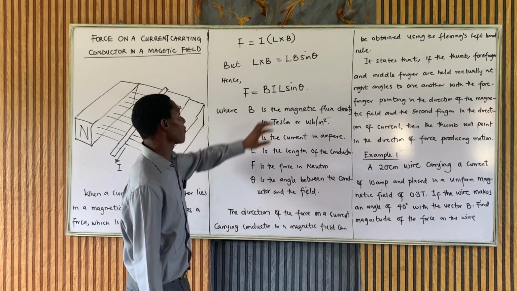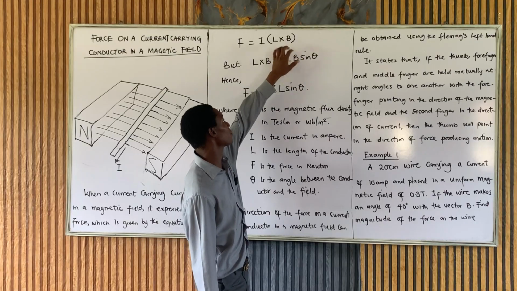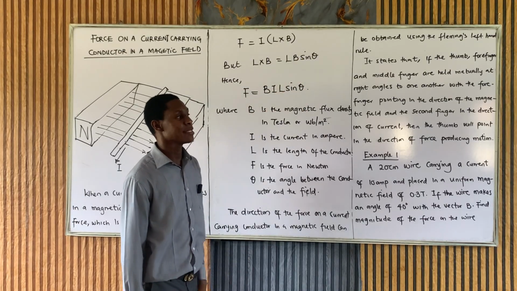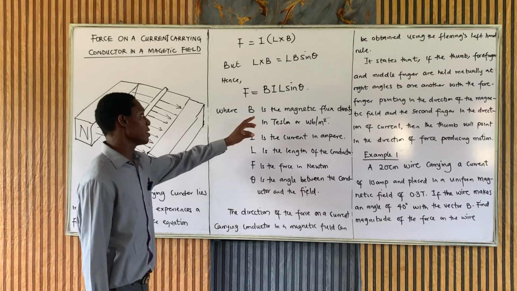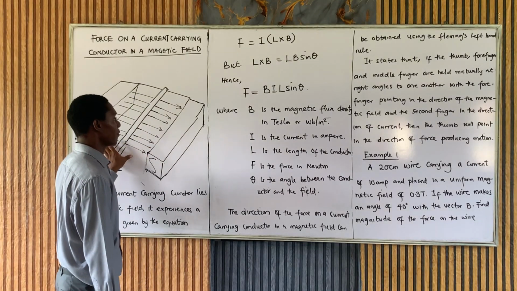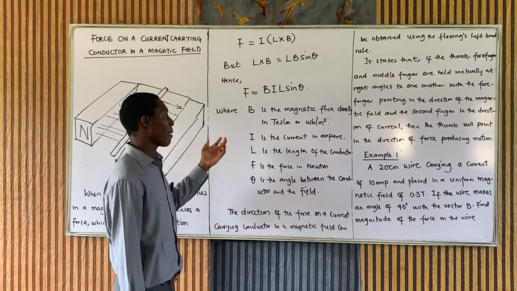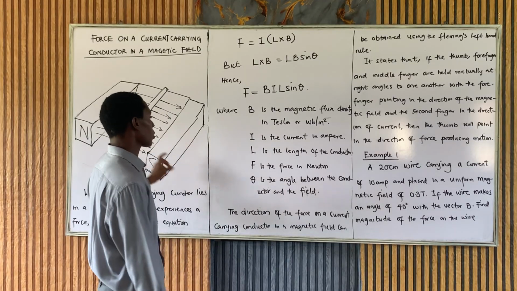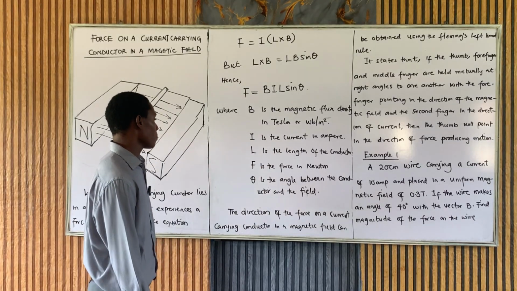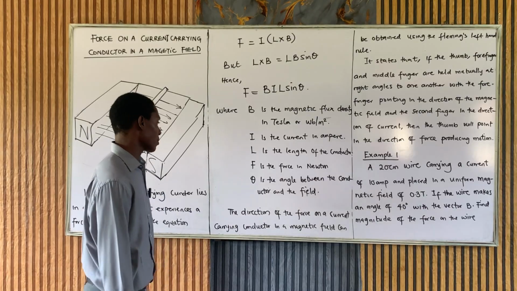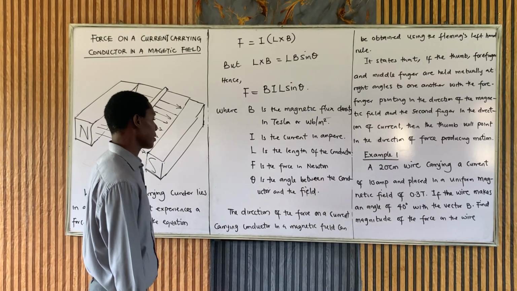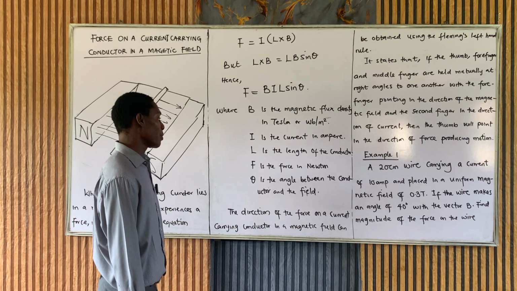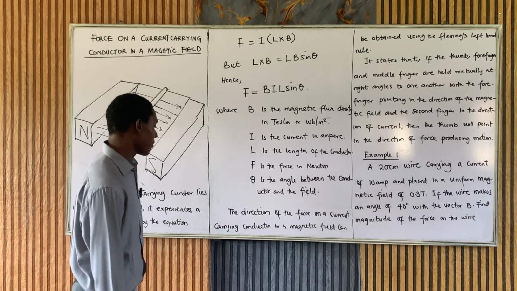So if we replace this with L cross B here and rearrange it, we have F equals BIL sine theta, where B is the magnetic flux density in Weber per meter square or Tesla, I is the current in the conductor, L is the length of the conductor, F is the force the conductor experiences in Newton, and theta is the angle between the conductor and the field.